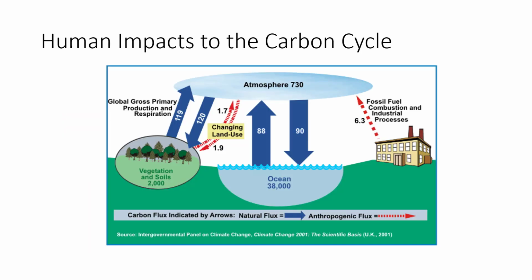And of course, we're familiar with the human impacts to the carbon cycle. Reducing the amount of forests causes a reduction in the amount of photosynthesis that's going on, meaning fewer inputs into the carbon cycle. And also burning those forests can be an input into the carbon cycle itself. Fossil fuel combustion and industrial processes can also increase the amount of carbon in the atmosphere.